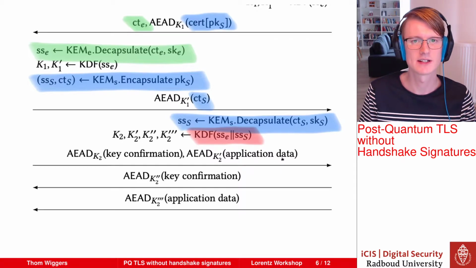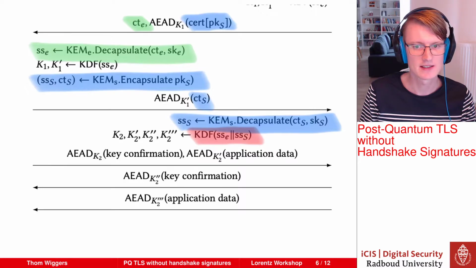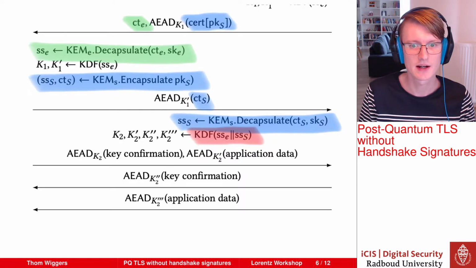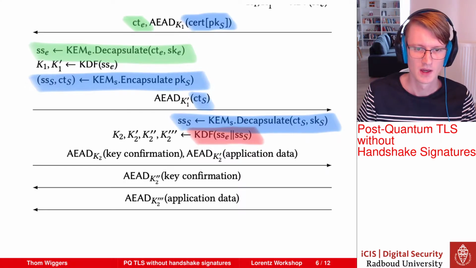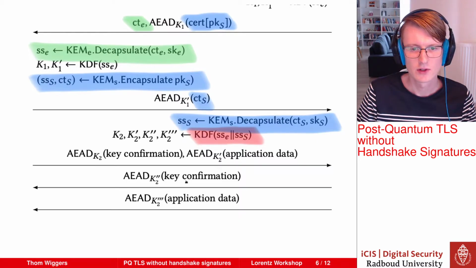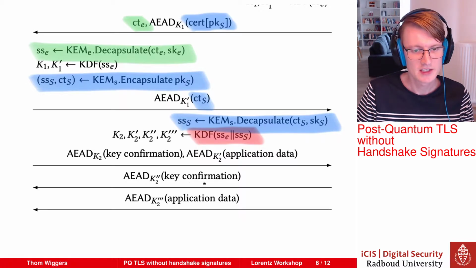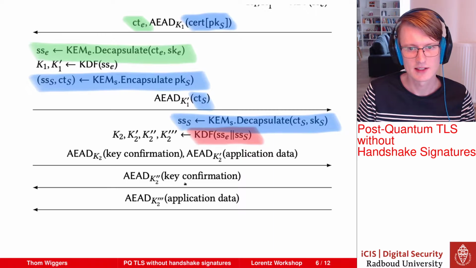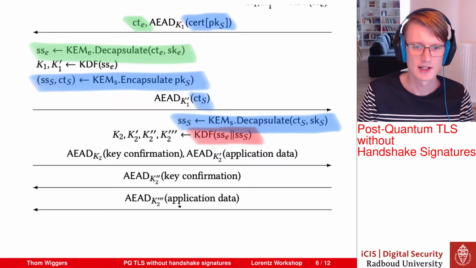So this preserves the ability of the client to send over a request to the server on the application layer in the first message. And the server then replies, and then after, with the key confirmation of its own, this authenticates the server to the client explicitly, and then we can also send application data from the server to the client.